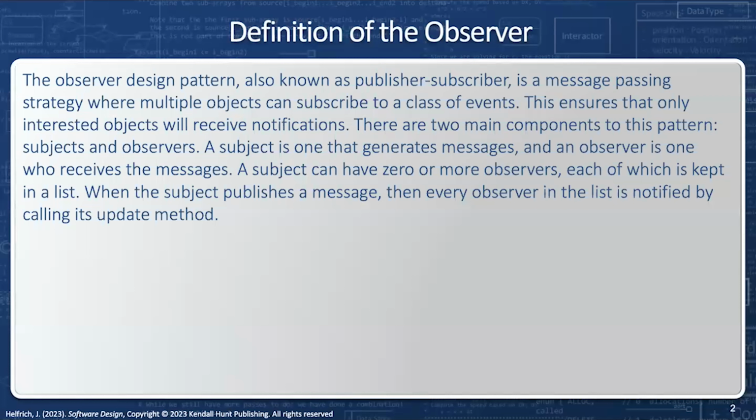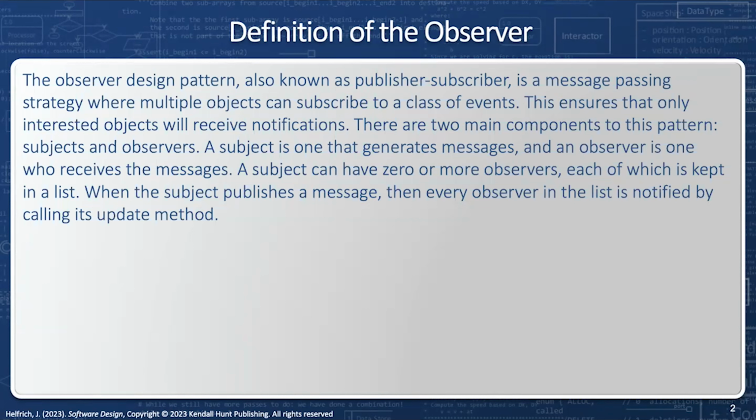The observer design pattern, also known as publisher-subscriber, is a message passing strategy where multiple objects can subscribe to a class of events. This ensures that only interested objects will receive notifications. There are two main components to this pattern, the subjects and the observers. A subject is one that generates messages, and an observer is one that receives the messages.